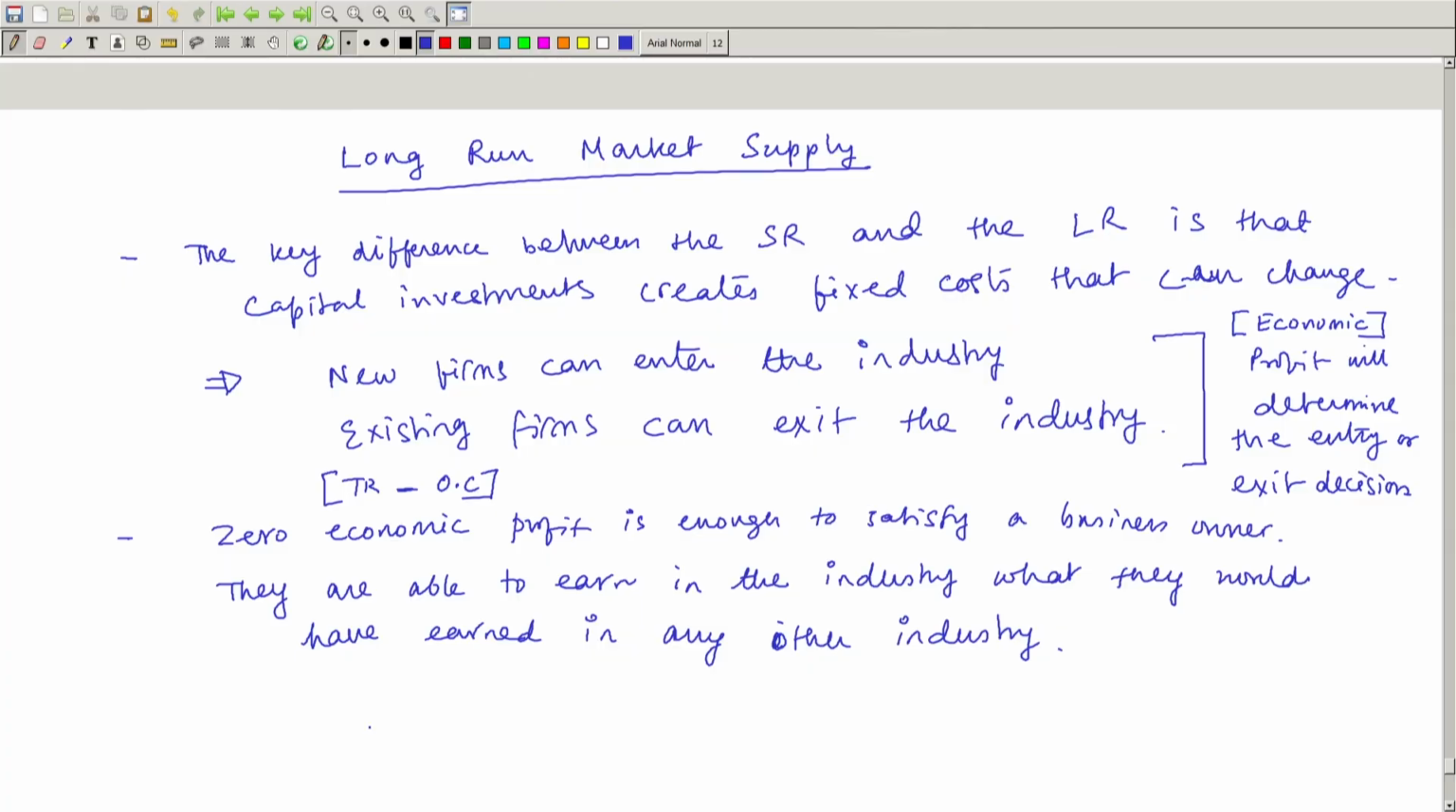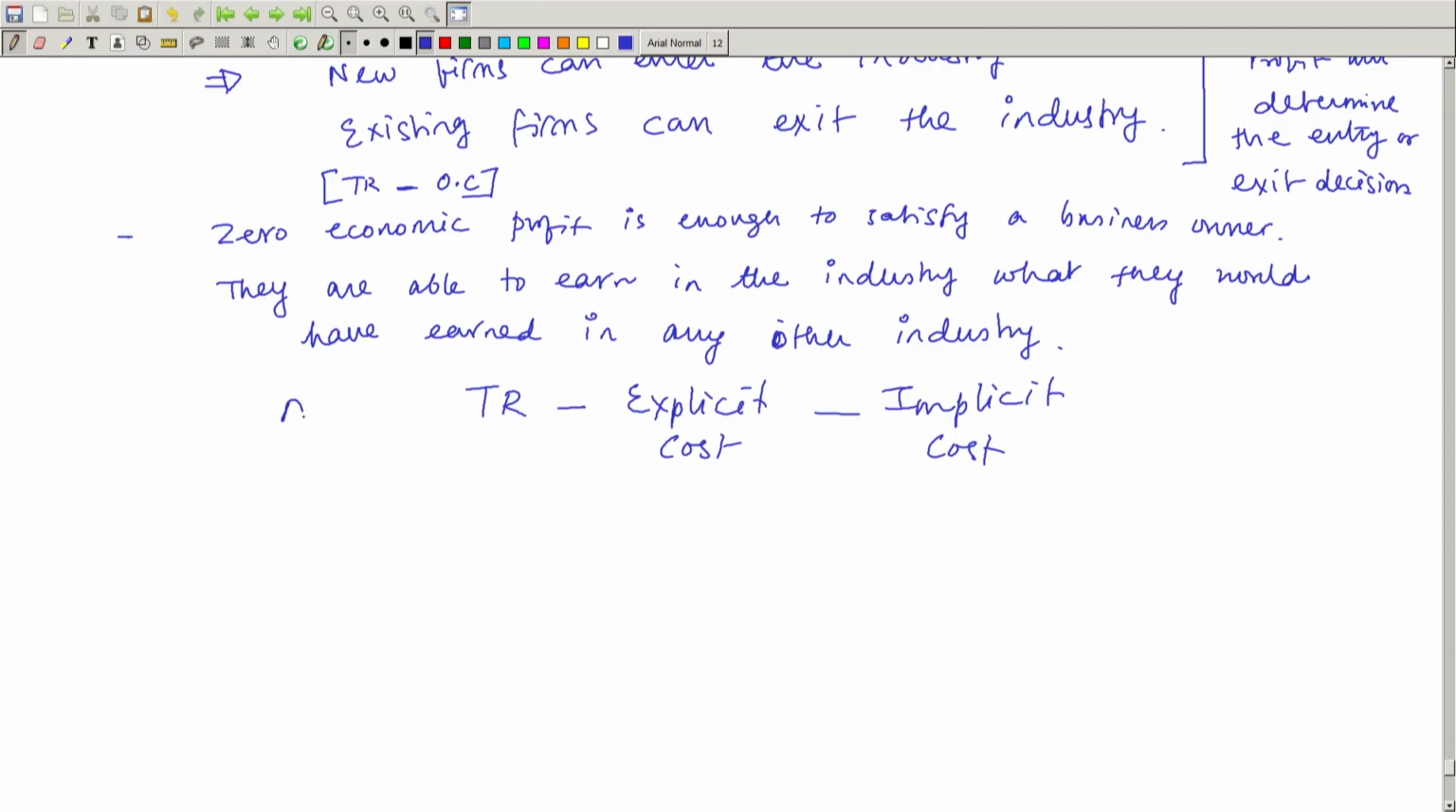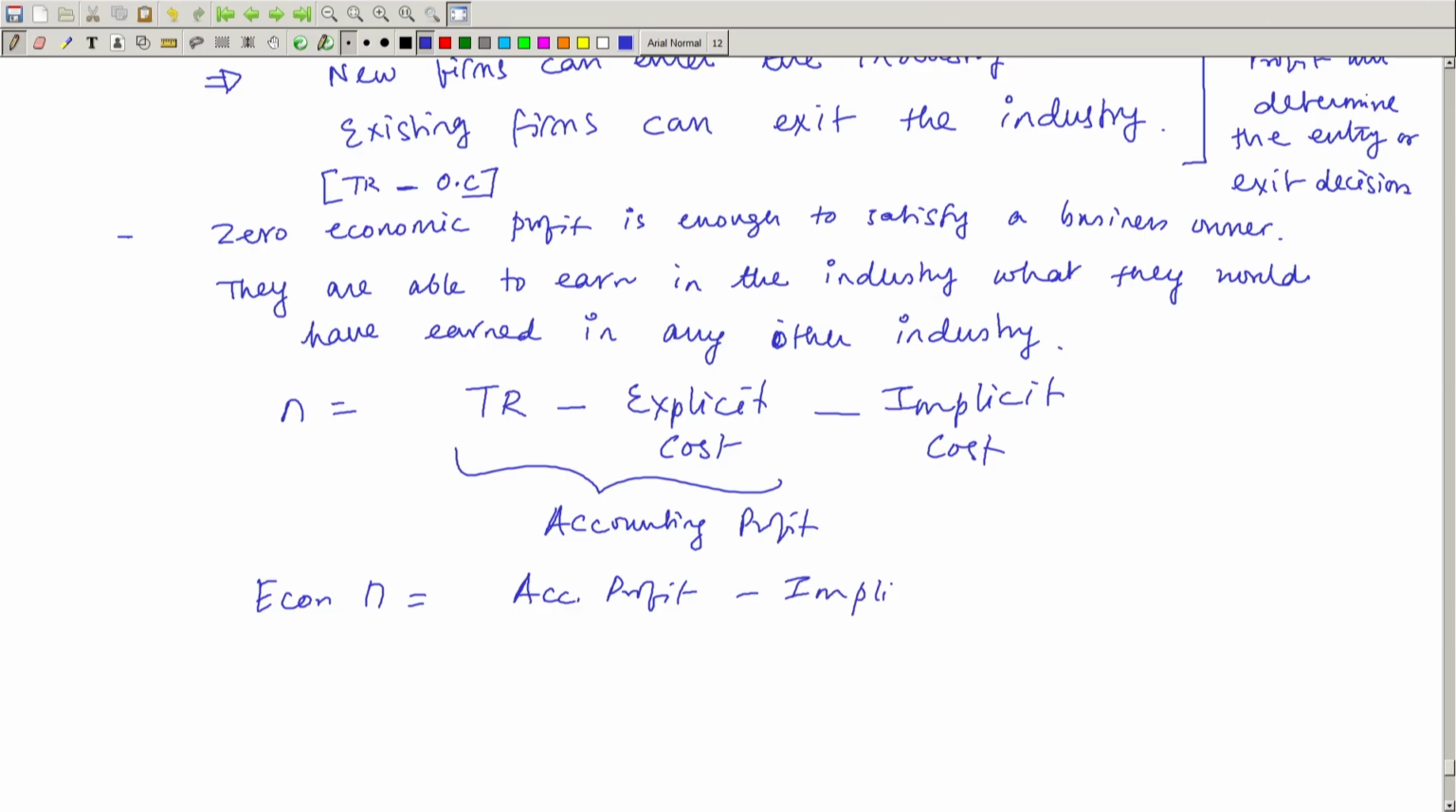Now, but zero economic profit is enough to satisfy a business owner, because notice, zero economic profit is total revenue minus the explicit costs minus the implicit cost. And notice, total revenue minus the explicit cost is your accounting profit. So, your economic profit is essentially your accounting profit minus the implicit cost.